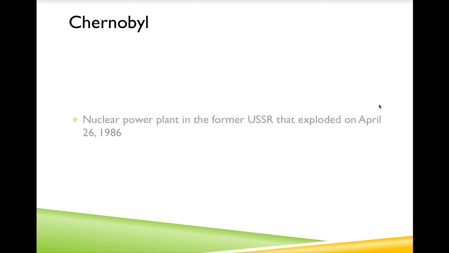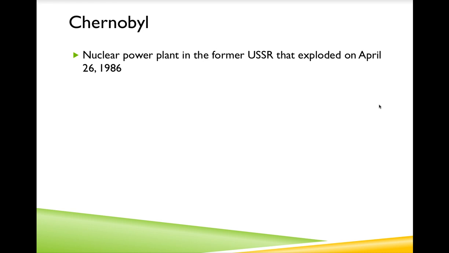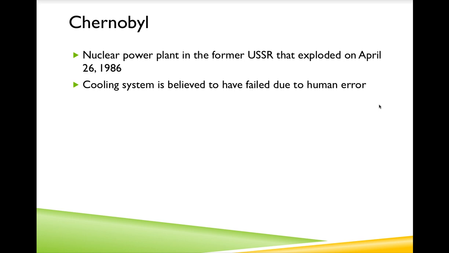Now, Chernobyl was a little bit worse. It was a nuclear power plant in the former USSR, and we believe it exploded on April 26th, in 1986. So like I said, this is 7 years after Three Mile Island. So obviously we don't have a lot of information about this. The USSR at the time was still a communist country, and was not sharing secrets with the United States.